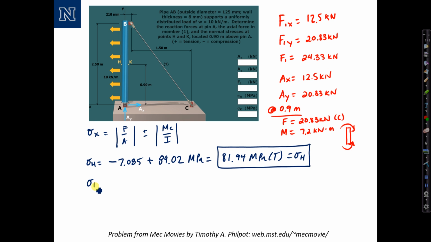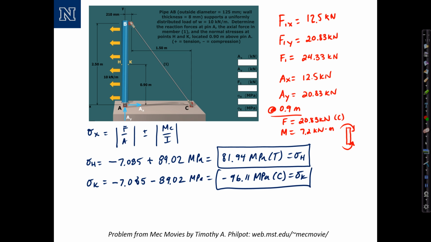Sigma K on the other side of the member, the axial force term is still negative, but this time the bending term is also negative. This is the compression side of the member. So minus 89.02 megapascals, and those two sum to negative 96.11 megapascals, which is in compression. And that's the result.